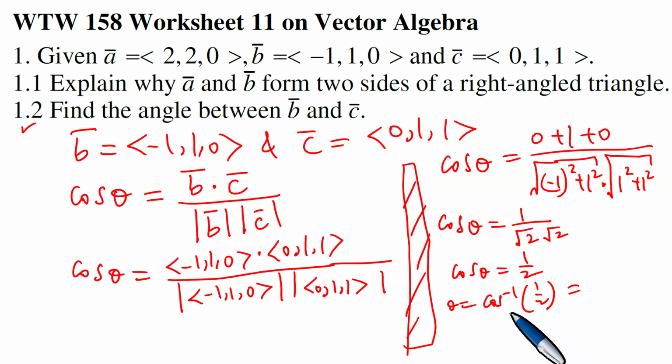And what is arc cosine of 1/2? Right, we remember that arc cosine of 1/2 is equivalent to pi over 3 radians, which equals exactly 60 degrees. And we have solved this particular problem step by step.